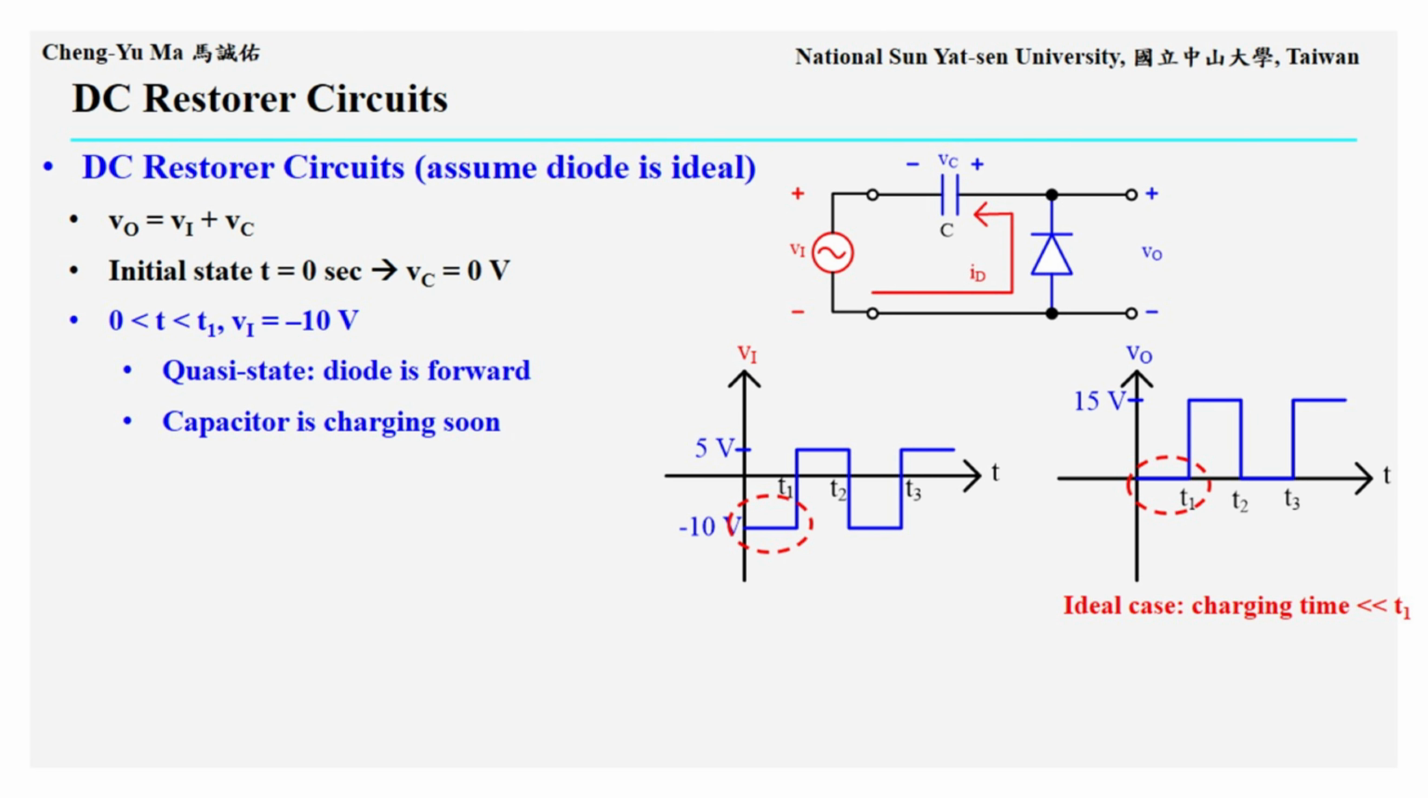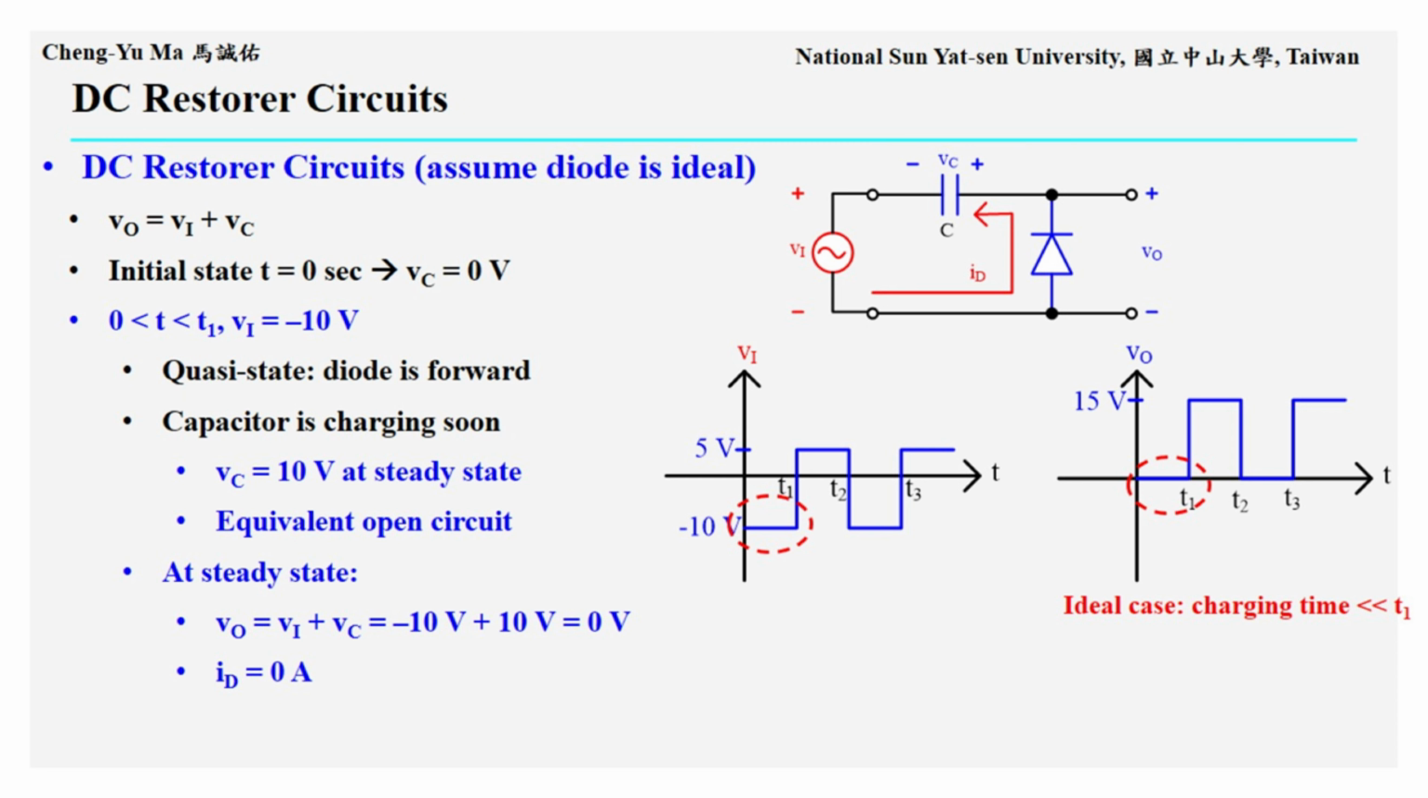When the signal source is connected at t equals 0 seconds, the input signal Vi is negative 10 volts during the interval from 0 to T1. At the instant the source is connected, the diode is forward biased and behaves like a short circuit. Therefore, a large diode current, ID, flows and charges the capacitor. Since the current flows through the capacitor from the right side to the left side, the right plate becomes higher in potential than the left plate. With the voltage polarity defined in the circuit, Vc becomes a positive voltage.